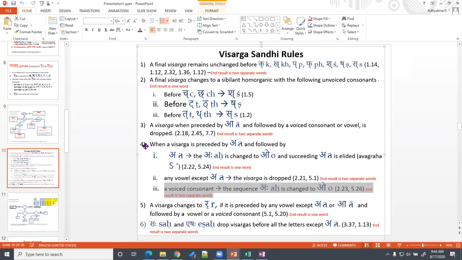So I hope that this is a rule we covered long ago, and it has been coming again and again in most of our exercises. So if you have any questions because of which you are not able to understand these Sandhi rules, please feel free to ask us. But I hope at least you are doing your homework and exercises.